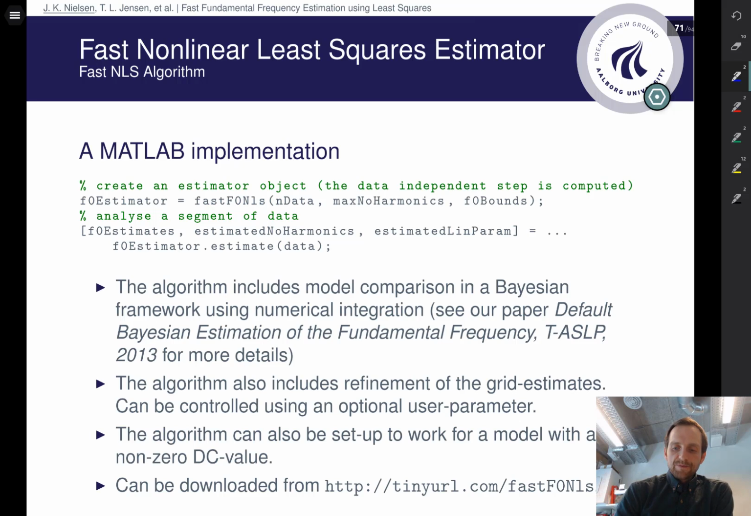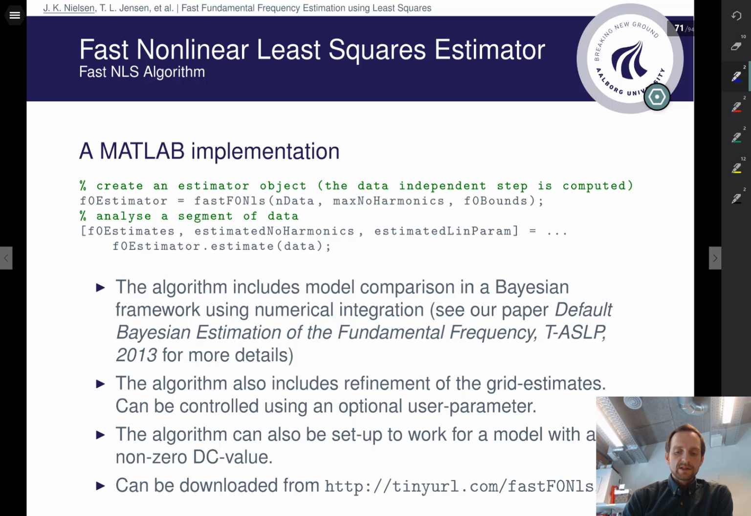Yeah, and I've only described here how I had this three-step procedure. So first we had to evaluate the cost function on the grid, then we could do refinement, and then model comparison. All these three steps are included here. I won't describe the first step in this presentation. And maybe we should mention that the way we do model comparison is using numerical integration. And you can read this paper here if you're interested in the details about how we did that.